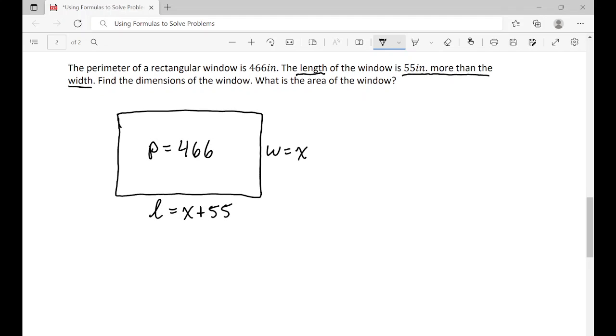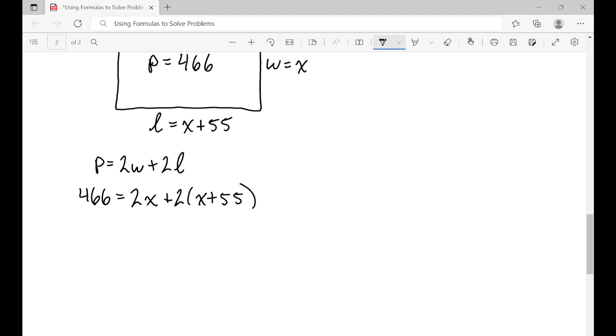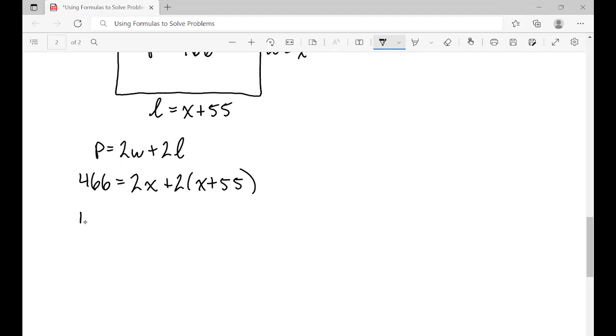And since at the beginning we had our perimeter formula, 2w plus 2l, I can plug in what I know is each. P is 466, w is just x, so 2x, and L is x plus 55, so 2 times x plus 55. Distribute the 2 across. 466 equals 2x plus 2x plus 110.